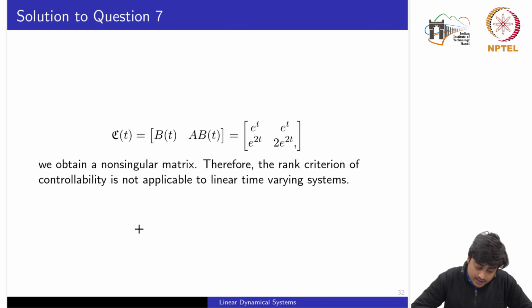Now, just for validation, you can see whether the rank test of the controllability matrix is also applicable to the LTV system, as it was a necessary and sufficient condition for the LTI system. So if we compute this controllability matrix by taking these time-varying terms A and B, we would obtain this controllability matrix. And this matrix is a non-singular matrix, which says that it is controllable. And this is also one of the conclusions, that the test we had seen for the LTI is not applicable for the LTV systems. Okay.